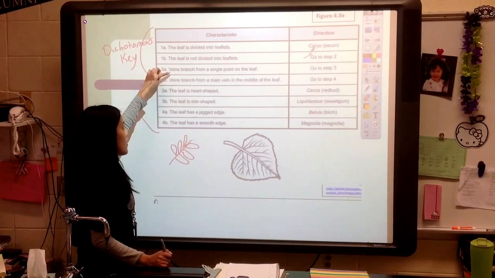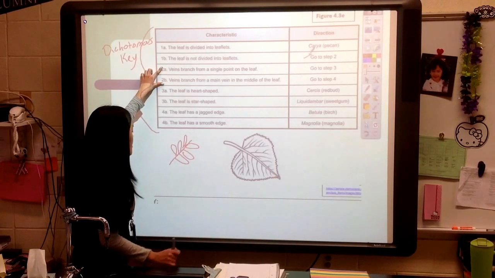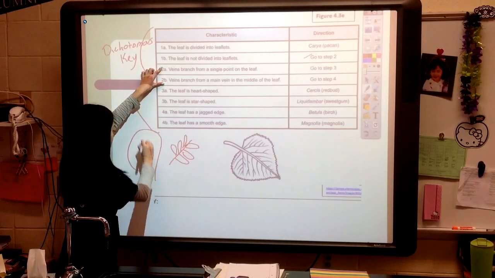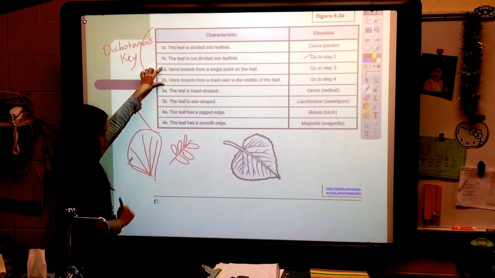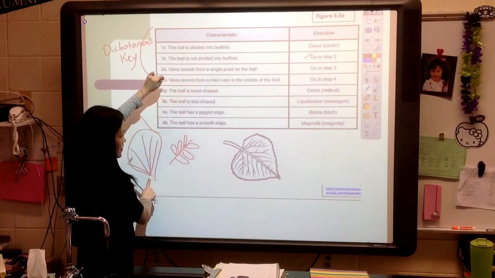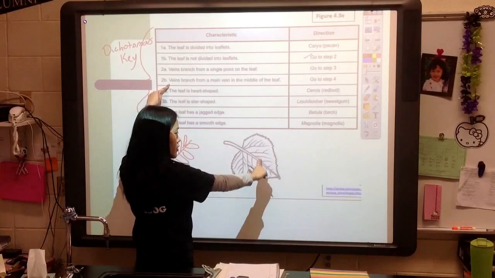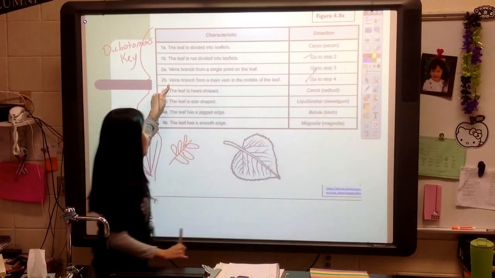Well, A says veins branch from a single point on the leaf, or veins branch from a main vein in the middle of the leaf. The veins means these lines. Are they all coming from the same spot? Well, they're not coming from a single point like this one, so they're actually going to come from a main vein in the middle. Look at those little veins branching out. So it says to go to step 4.